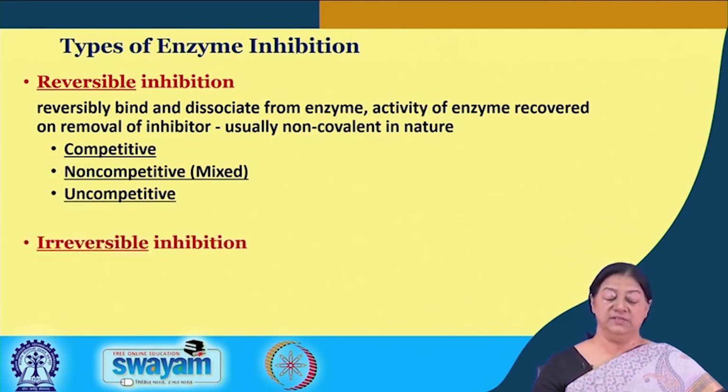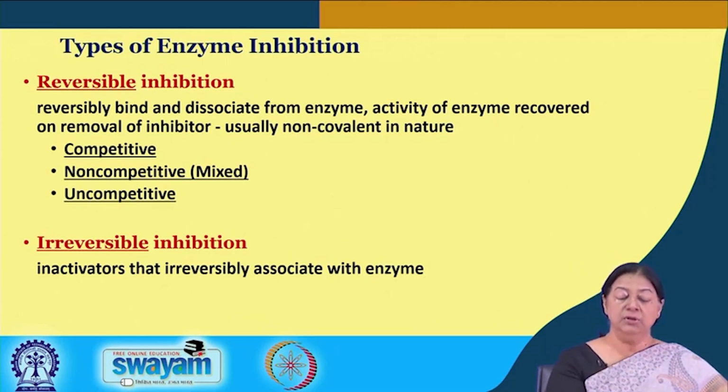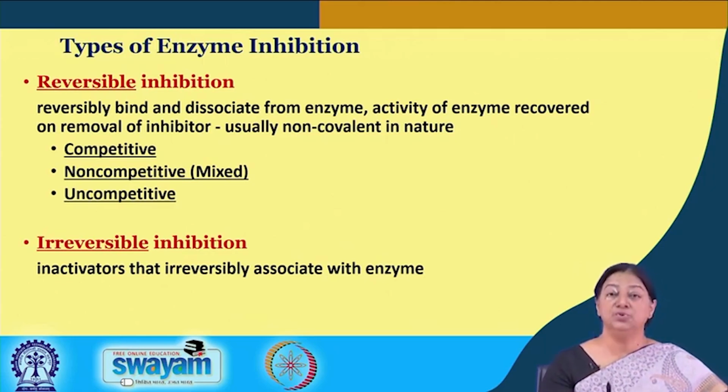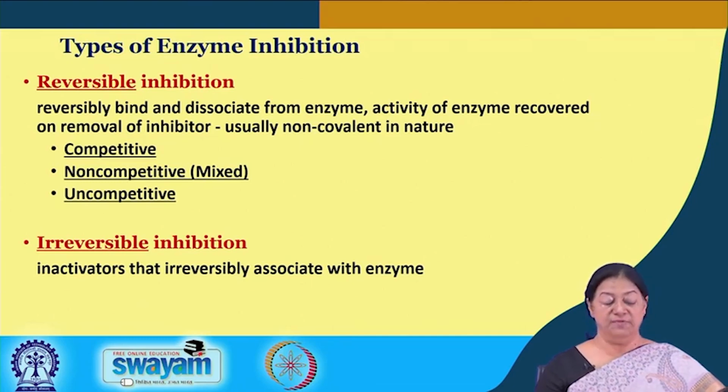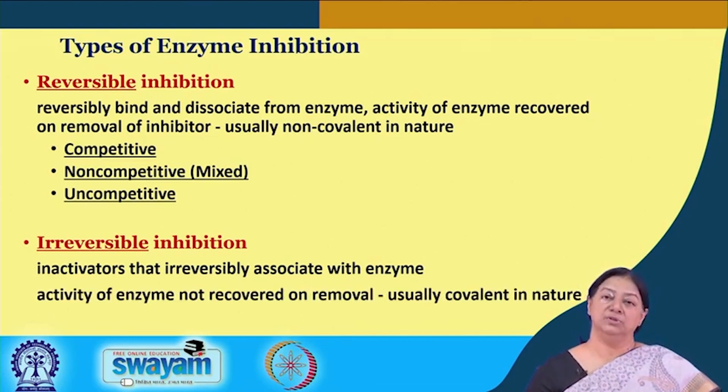The other type is irreversible inhibition. What happens in irreversible inhibition? There will be inactivation by irreversible association with the enzyme, with the formation mostly of covalent bonds. So, if an inhibitor comes and binds to the enzyme and forms a covalent bond with an active site residue, then it is too strong a bond to break, and the enzyme has been irreversibly inhibited.